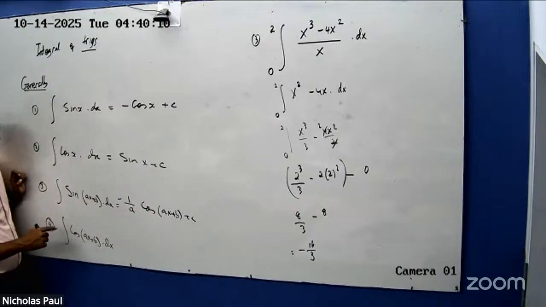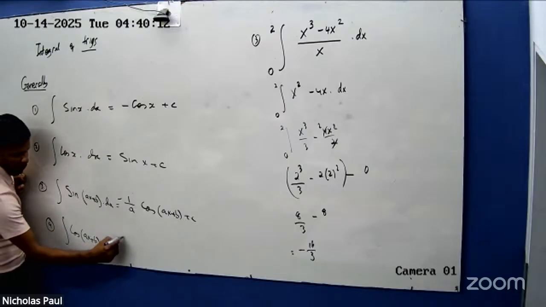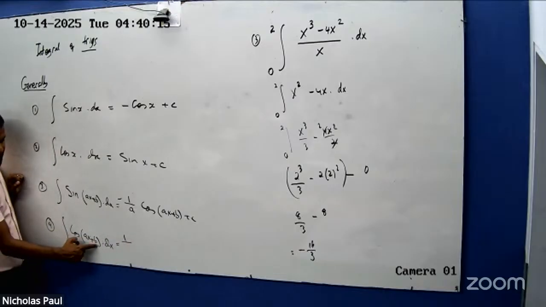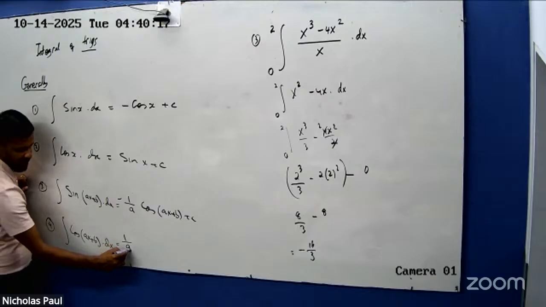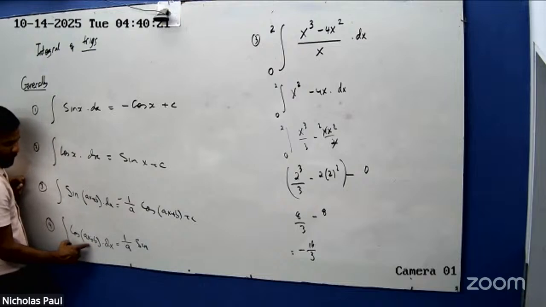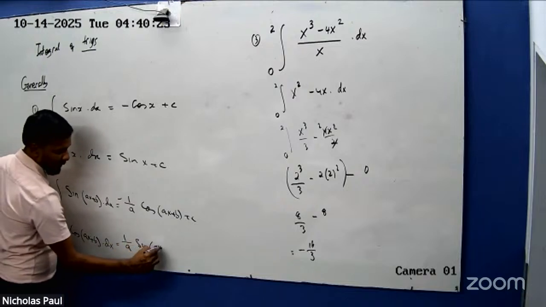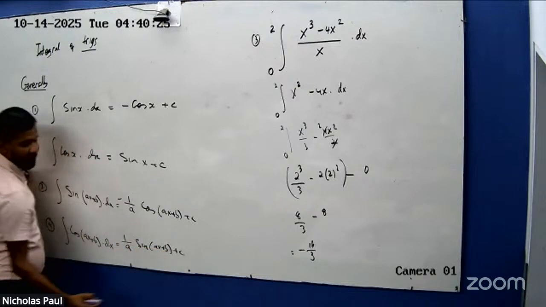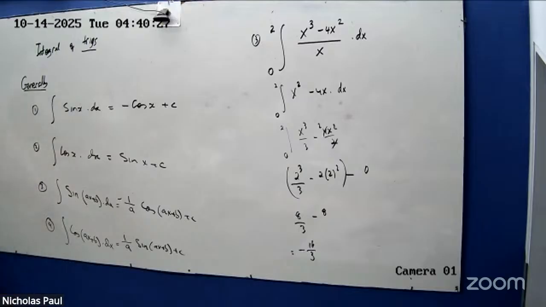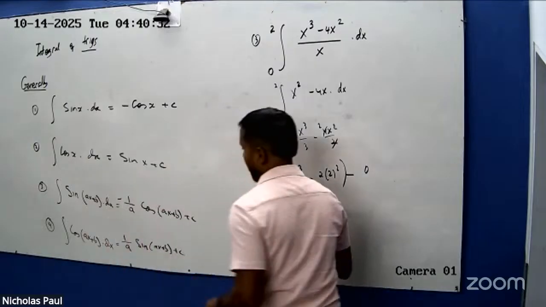Same thing here. 1 over the differential of ax plus b, times the integral of cos, which is sine, then you write back ax plus b. That's okay? Copy it down. I want to give you the steps because I know you'll forget it.